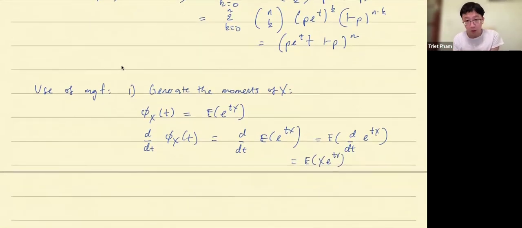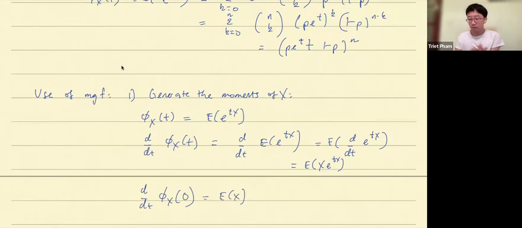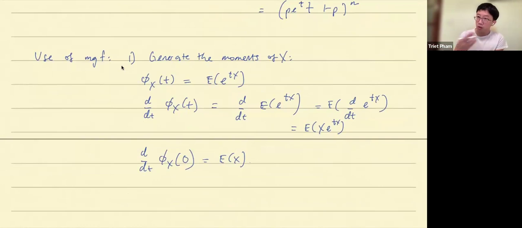Well, what can we do with this, you ask? Well, we can plug in t equal to 0, which will give us the expectation of x, because e to 0 is 1. So the derivative of the moment generating function at 0 gives you the expectation. Well, can we continue? Well, you bet.